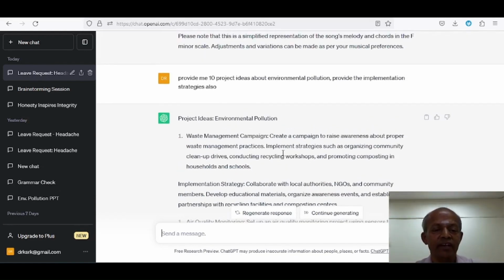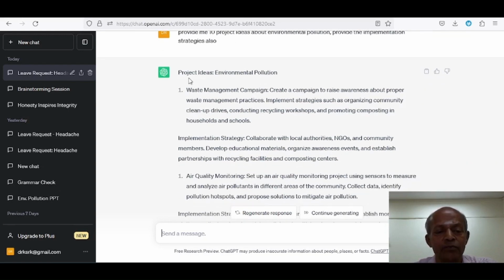ChatGPT can provide project ideas also. See, for example, I want to conduct a project related to environmental pollution. So I have fed the prompt: provide 10 project ideas about environmental pollution, and provide the implementation strategy also. So what has it given? It has given 10 project ideas.